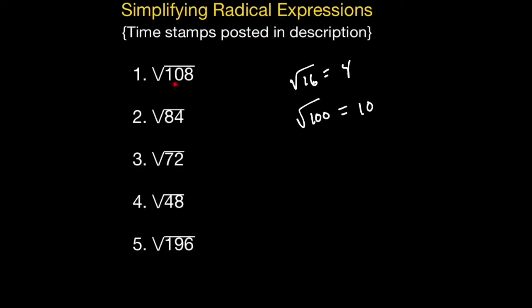But then there are numbers like 108 and 84 where there doesn't exist such an integer that when you multiply it by itself, it'll give you that number. Just because it's not a perfect square doesn't mean that we cannot simplify it. Sometimes we can. So let's explore this idea with example number 1. Let's simplify the square root of 108.